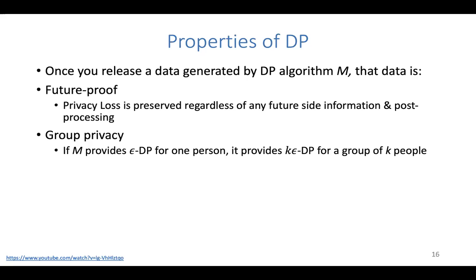It also provides group privacy. If mechanism M provides epsilon differential privacy for one person, then it provides K times epsilon differential privacy for a group of K people. You can simply multiply the privacy loss by the size of the group, and then you can quantify group privacy. For example, if a mechanism M provides epsilon differential privacy for you, and your entire family of 5 is included in the data set, then the same mechanism M provides 5 times epsilon differential privacy for your entire family.